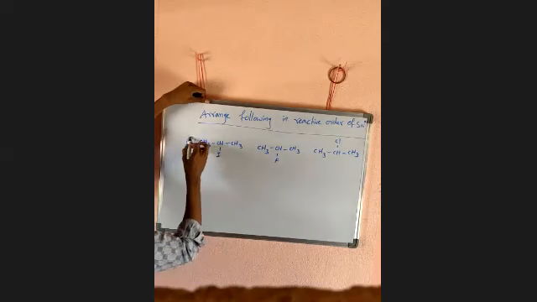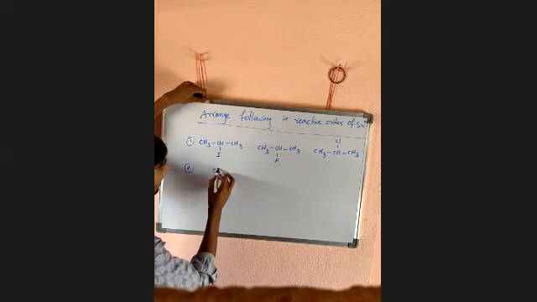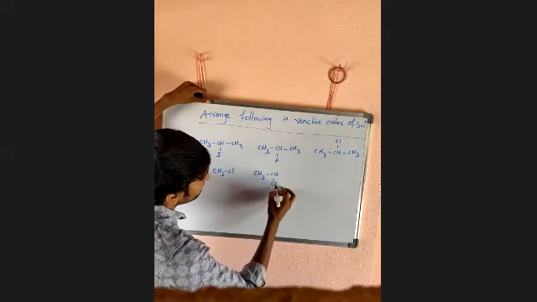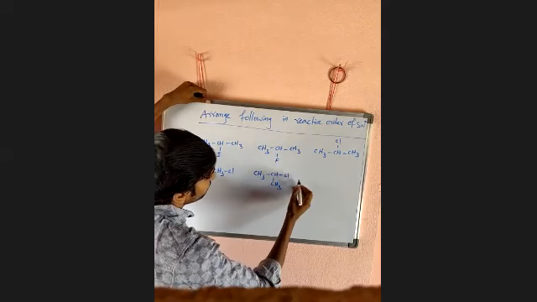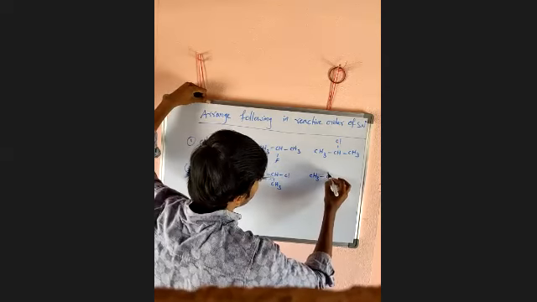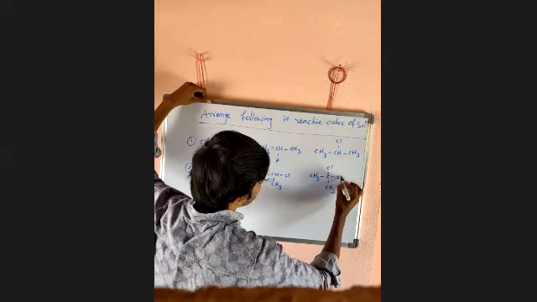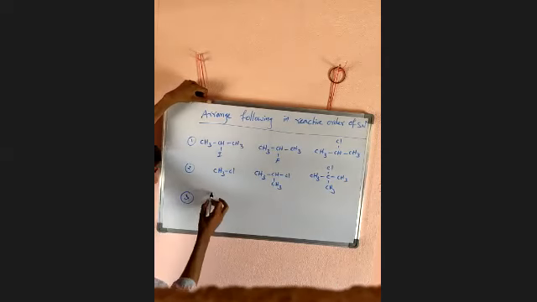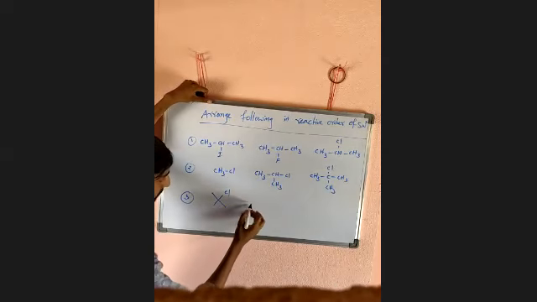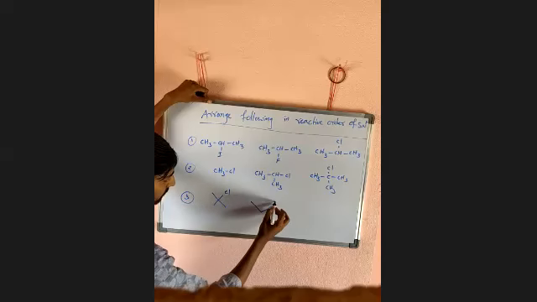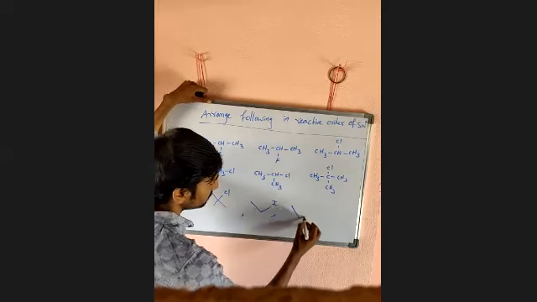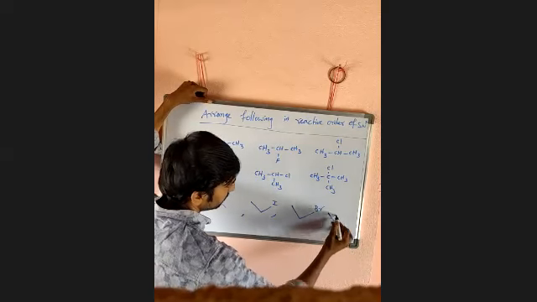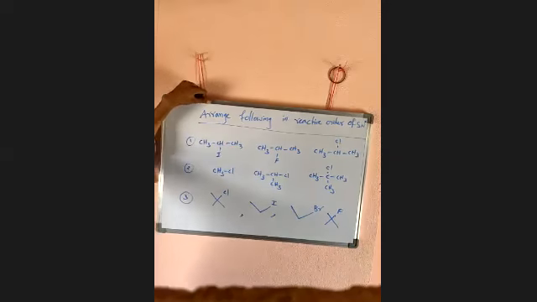So that is the first category. Next I want to take CH3, Cl, CH3, CH, CH3, Cl, and so on. Now I want to take Cl, I, Br, and F. So these are the 3 questions.